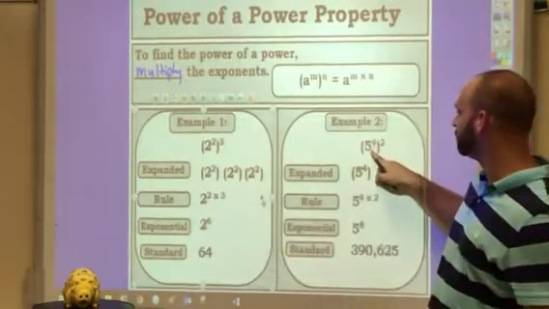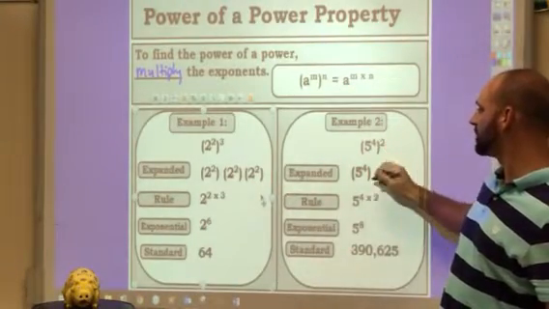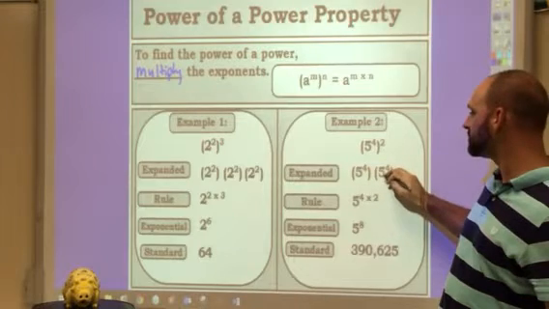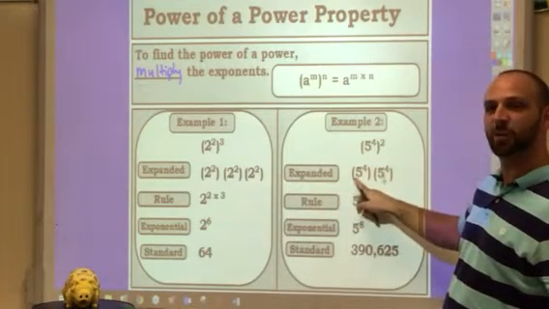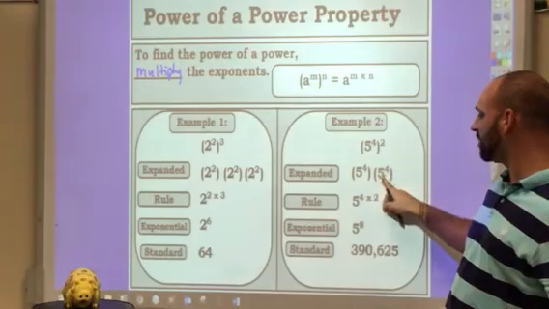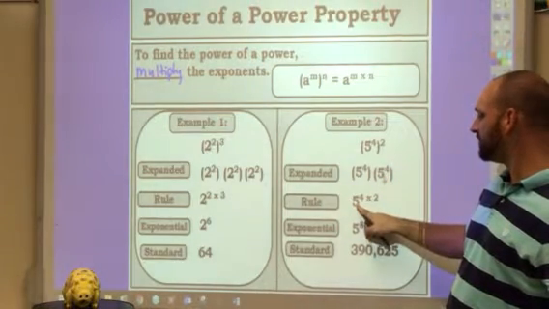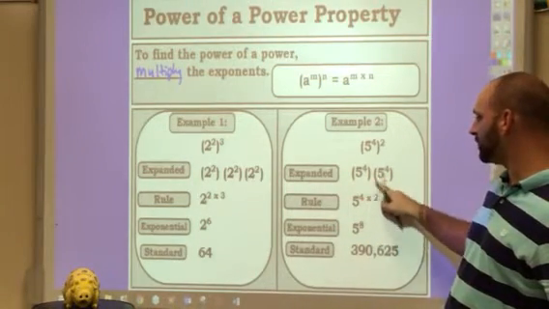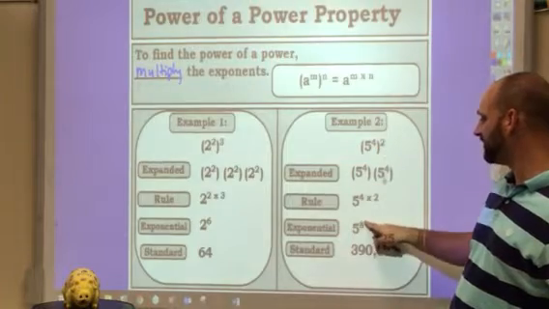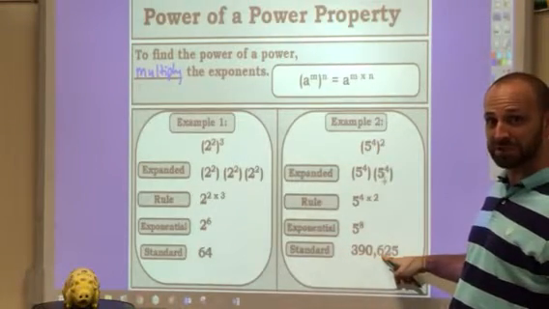One more example. 5 to the 4th squared. Again, you can see here, we write it in expanded form, multiply it by itself. We're going to simply keep the base, multiply our exponents together, and we get 5 to the 8th, or this whopping big number, 390,625.